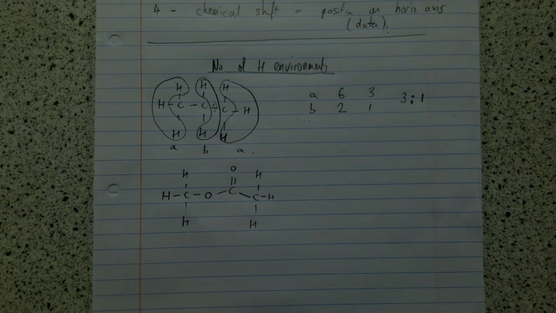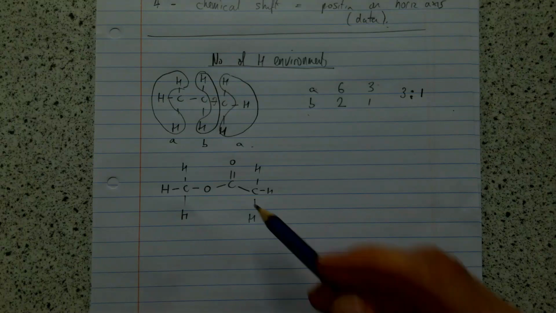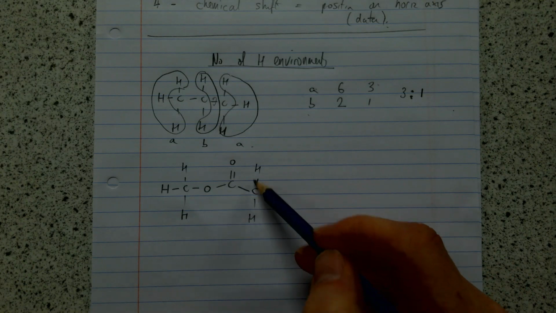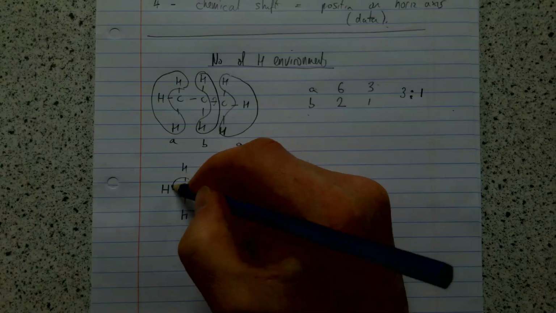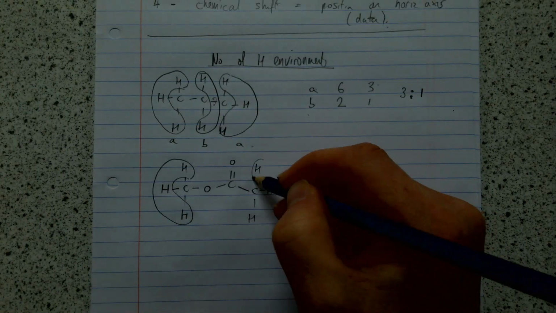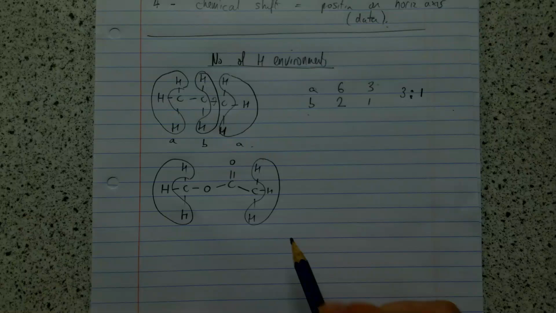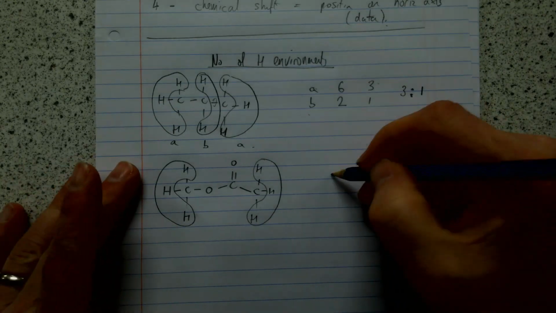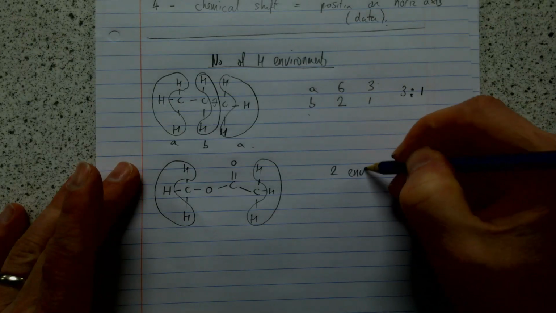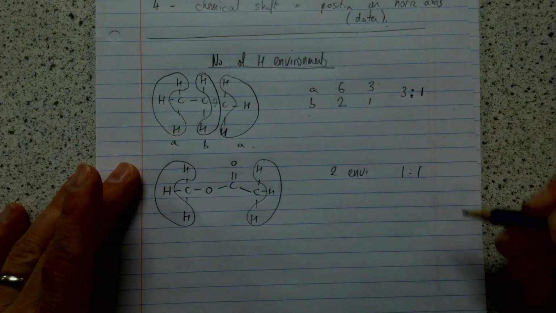But the whole point here is there are two hydrogen environments. They look really similar, right? Because that's a CH3 and that's a CH3. But their view, their surroundings, their chemical environment is slightly different. So there's two environments there. And the ratio of those is going to be 3:3 or 1:1. So two environments and then a 1:1 ratio when we see the spectra.